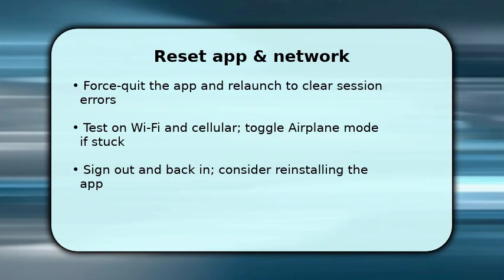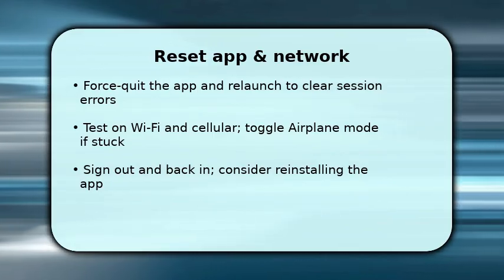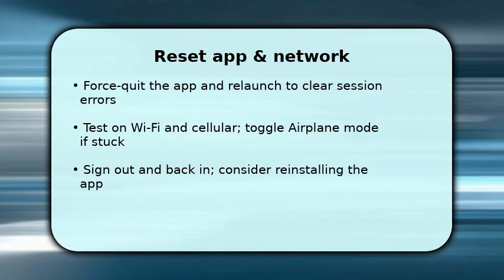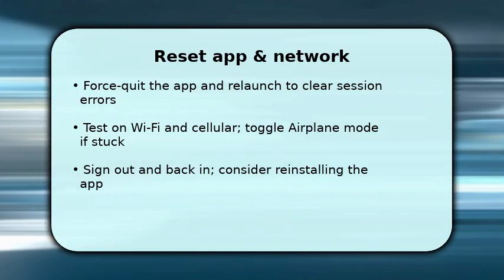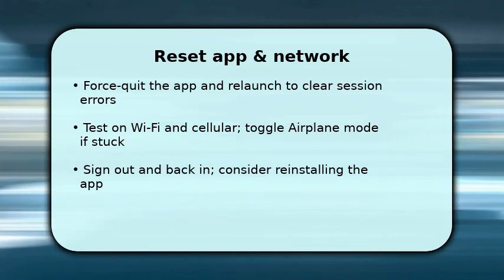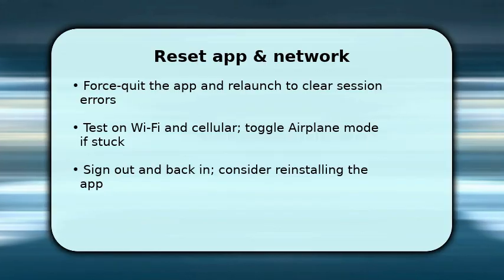Next, focus on session and network issues that commonly trigger the message. Force quit the app and relaunch to clear a hung session. Then test the purchase on both Wi-Fi and cellular because captive networks can block validation. If problems persist, toggle airplane mode or restart the device to renew network and DNS. Sign out of the account and sign back in, if necessary. Uninstall and reinstall the app so cached auth tokens are removed and a fresh validation can run.